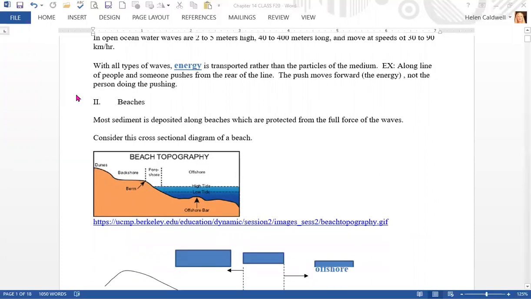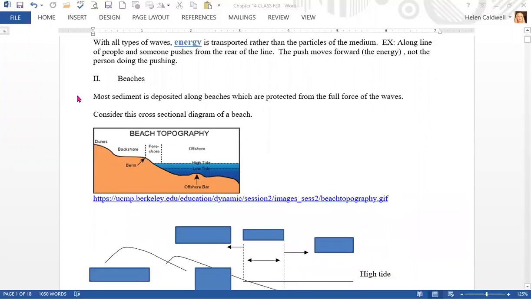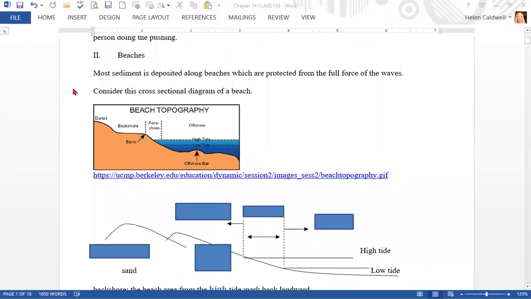Let's look at beach structure. So beaches have some standard features to them. And here's a little graphic, and then we'll fill in the one below in just a second. So normally, if you've got a beach, the sediment is protected from the full force of the waves. Without that protection, the sand wouldn't accumulate. So you can see there's a low tide, and it'll come and make a mark on the beach, and there's a high tide, and it'll come and make a mark on the beach.